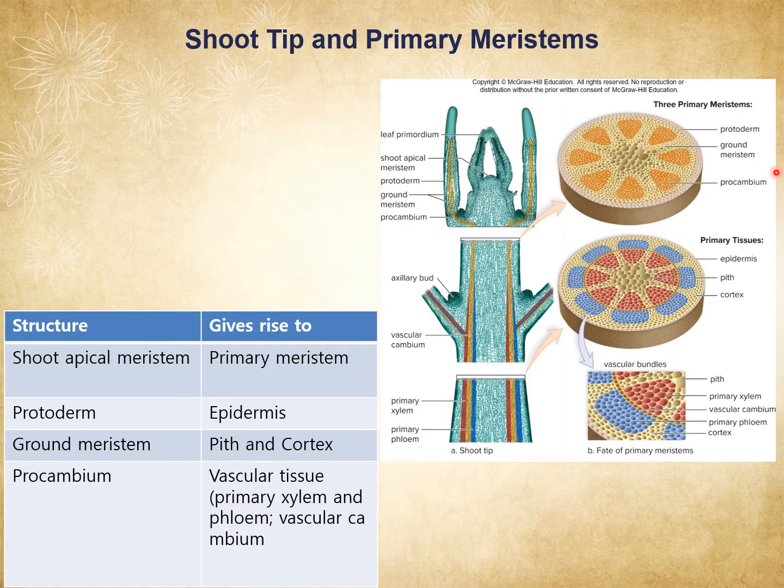Okay, so here is a photo of a shoot tip and primary meristem. The shoot apical meristem within a terminal bud is surrounded by the leaf primordia. The shoot apical meristem produces the primary meristem. The protoderm, this part here, gives rise to the epidermis. And then the ground meristem, which is the yellow part here, gives rise to the pith and the cortex. While the procambium, which is the orange part here, will give rise to the primary xylem, the primary phloem, and also the vascular cambium.